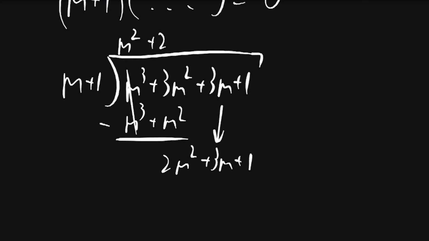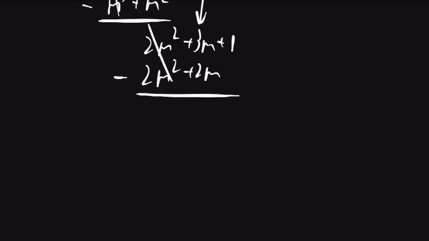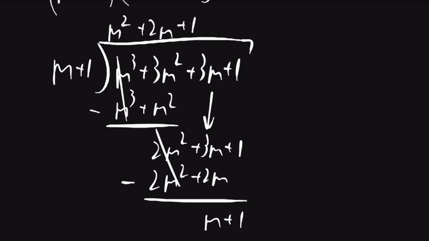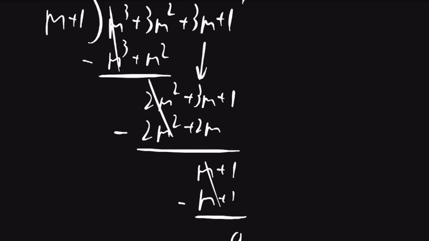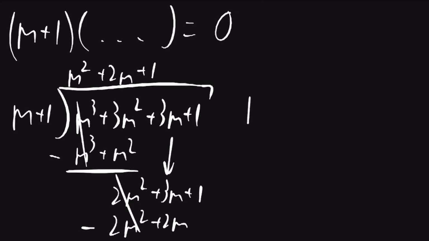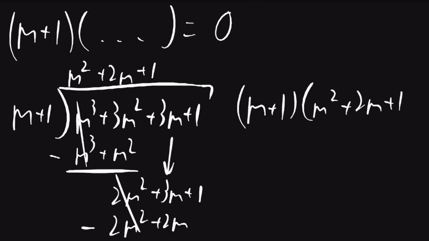The next term is going to be 2m. This will be 2m squared plus 2m. We'll subtract those. These first terms will cancel. We'll have m plus 1. So the last one is just going to be 1. And the remainder will be 0. So the unknown expression was m squared plus 2m plus 1.